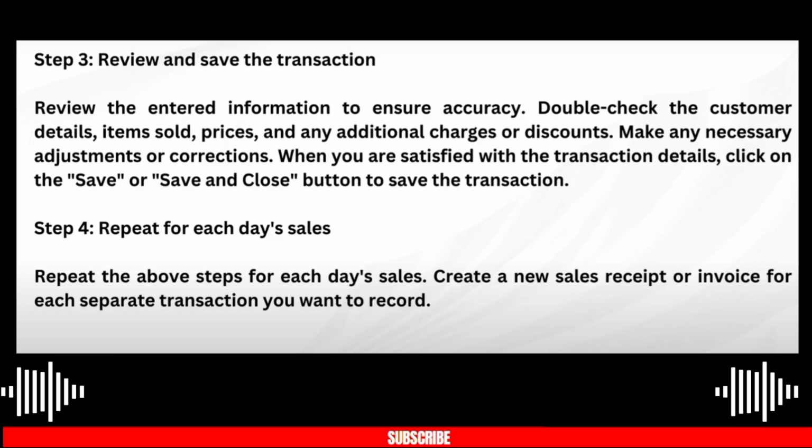Specify the quantity, rate, and any applicable discount or taxes. After entering the transaction, review all the information to ensure accuracy. Double-check customer details, items sold, prices, and any additional charges or discounts. Make any necessary adjustments or corrections. When you are satisfied, click Save or Save and close to save the transaction.